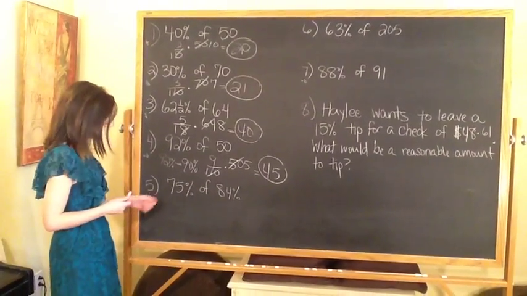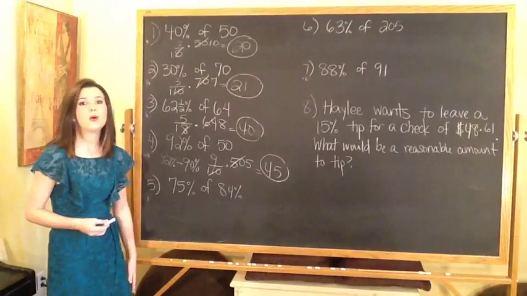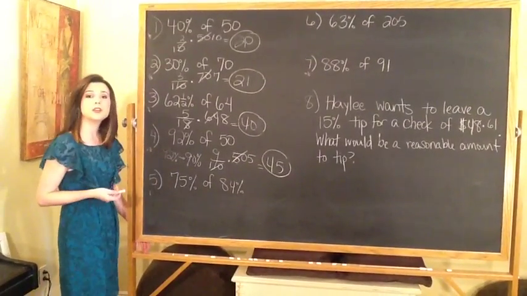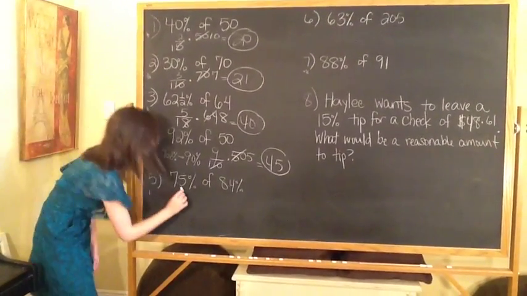Number 5, we have 75% of 84. In this case, 75 is one of those ones that you can easily memorize, which is 3/4.